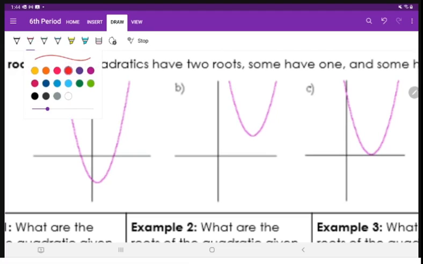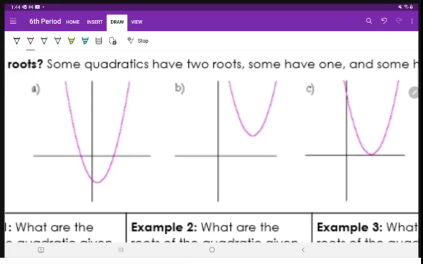Miles, you said it first. Can you explain to me why or how you know that A has two roots? Because it goes on the x-axis 2 times. Thank you. It crosses the x-axis 2 times. So for graph A, we're going to say this has two roots, which is the same thing as saying this has two solutions.